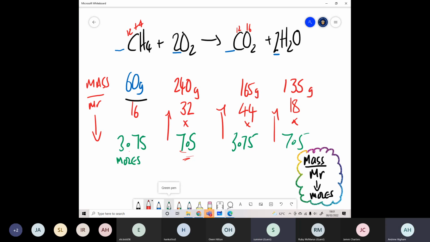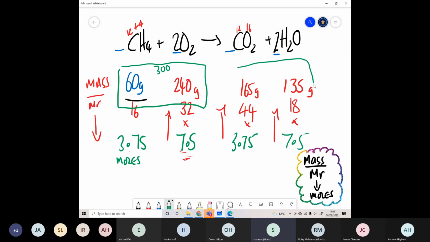And like we did before, by the time you add this together, so 60 and 240, 300. 165 plus 135 is 300. So they should balance out. That's one way you can check that all your sums are right.